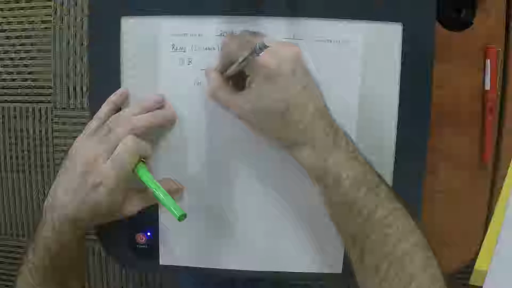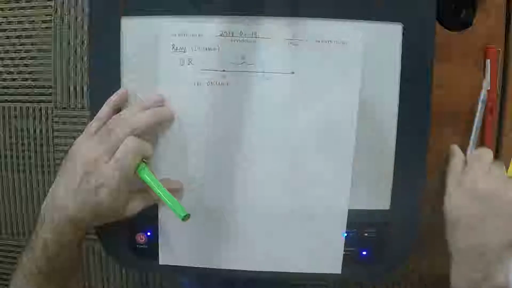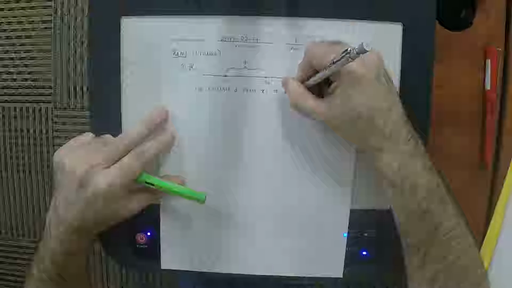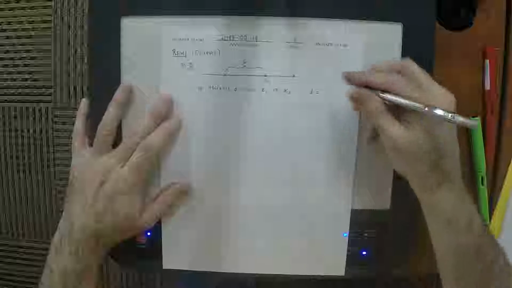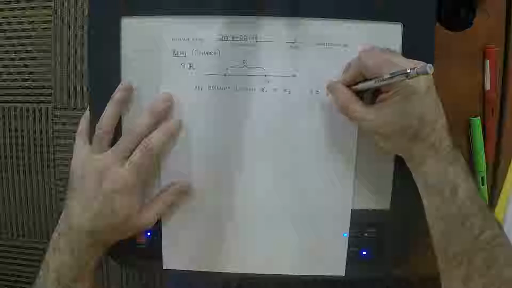Okay, so the distance D from x1 to x2 is what? So I'd like a formula D equal whatever. So what's the formula? Okay, this is nearly right, but it's not right.